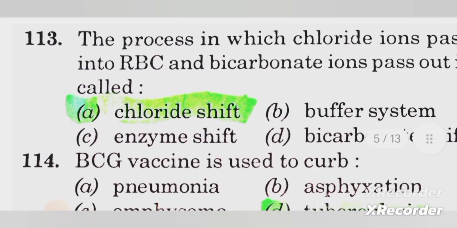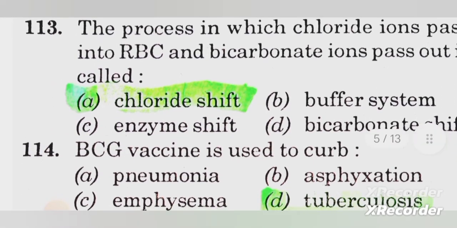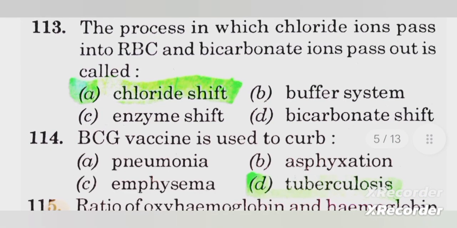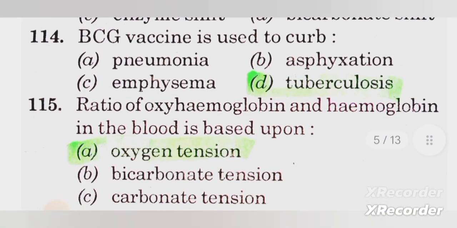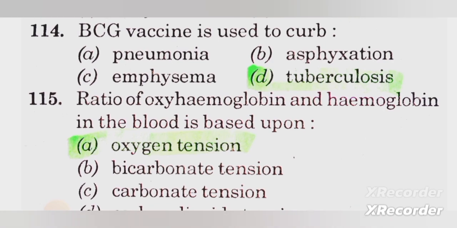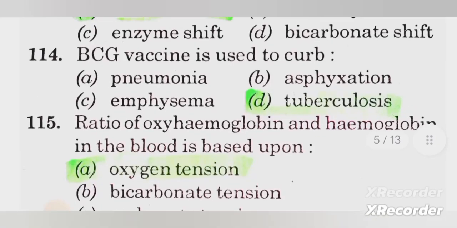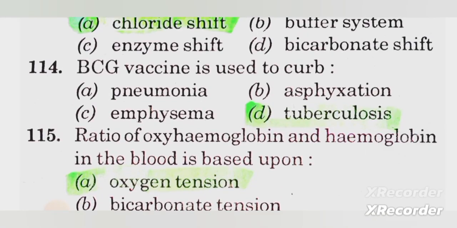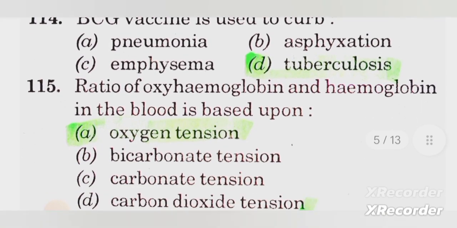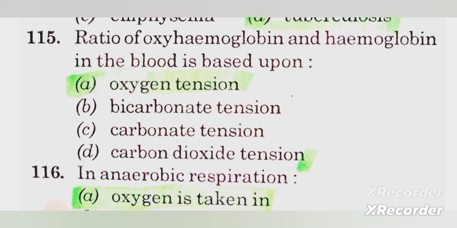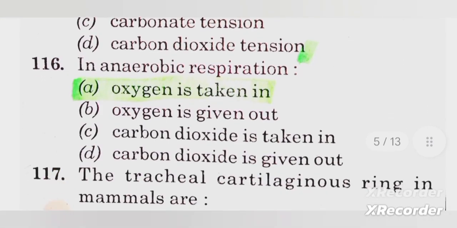Next, 113. The process in which chloride ion passes into RBC and bicarbonate ions pass out is called: Answer A. Chloride shift. Next, 114. BCG vaccine is used to curb: Answer D. Tuberculosis. Next, 115. Ratio of oxyhemoglobin and hemoglobin in the blood is based upon: Answer A. Oxygen tension.